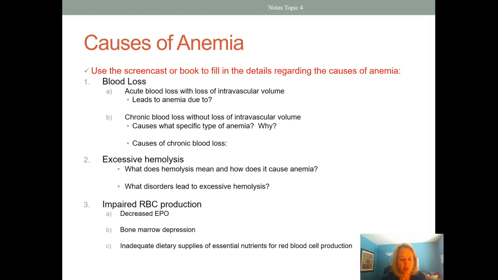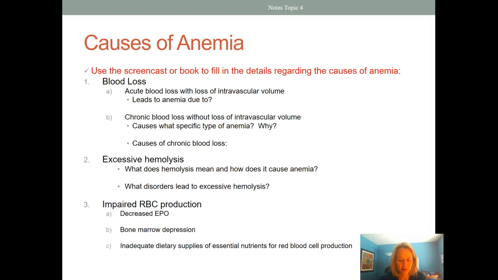And then number 3, impaired red blood cell production. This can be caused by decreased erythropoietin. This occurs with kidney diseases. As the kidneys fail, they stop producing as much erythropoietin. So many patients with kidney failure have to take synthetic EPO.